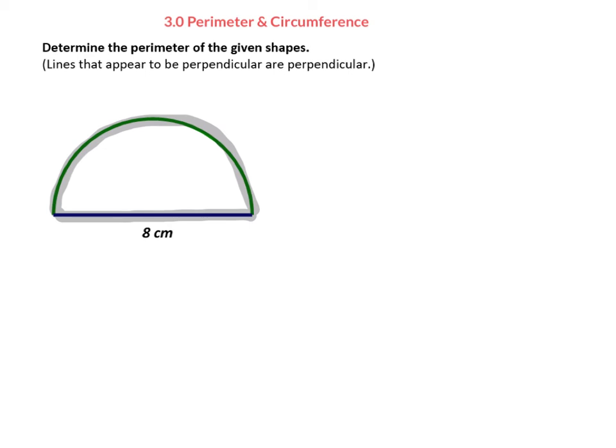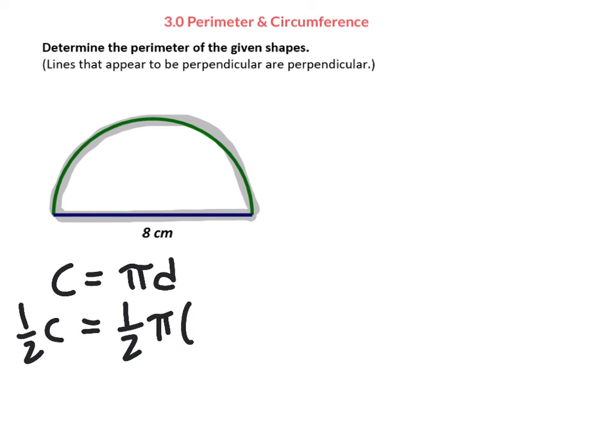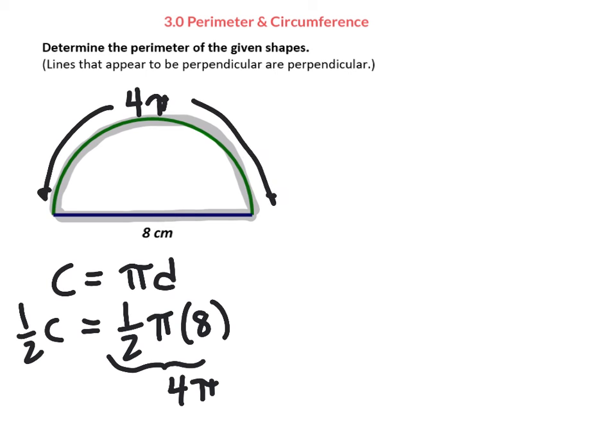So let's do half of a circumference. Circumference is pi times diameter. And so in our case, we would only want half of a circumference. So that would be 1/2 of pi times our diameter, which just simply is 4 pi. So this curved region here is 4 pi. And don't forget we need this. So the answer to the perimeter would be 4 pi plus 8.